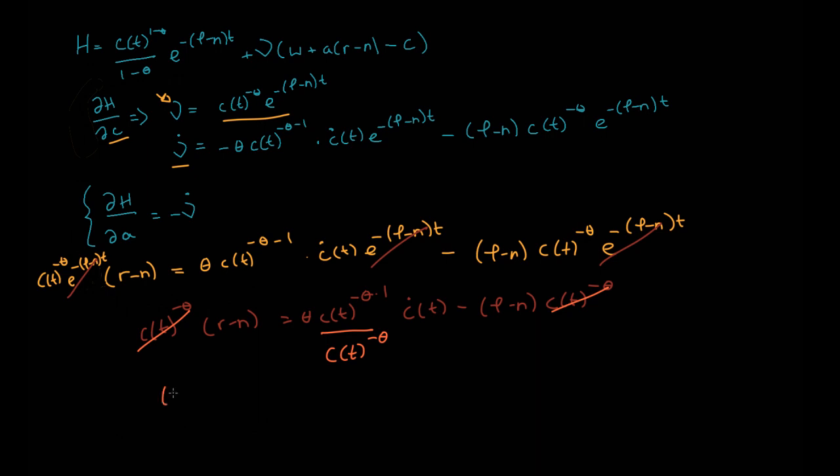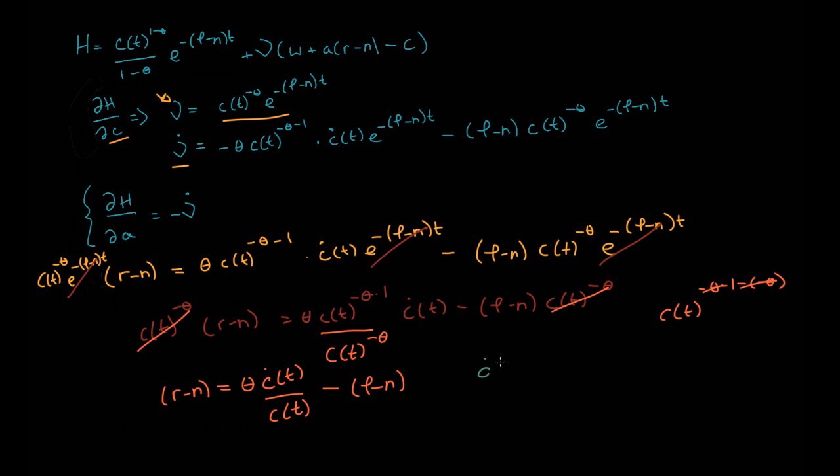So now we'll have r minus n equals theta times c(t) to the minus theta minus 1 divided by c(t) to the minus theta, which is the same thing as c(t) to the minus 1. So we're going to have theta c dot(t) divided by c(t), minus rho minus n. And then let's move everything that's not a c dot, or c(t), to the other side, and I'll flip the equation around too. And we're actually done. This is the Euler equation.